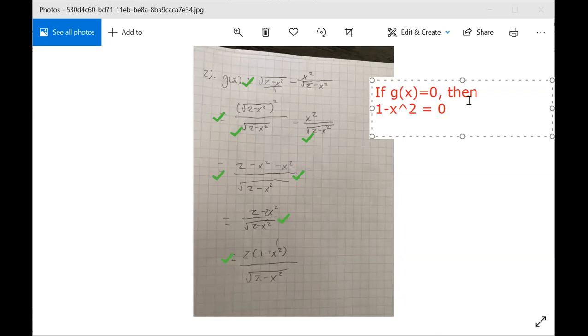Okay, so as the result, x equals +1 or -1. Right? And you're done with B. And C, what is C? C is identify the values that the function is undefined. You can see that in this case, basically you determine the domain. What is the domain of G?